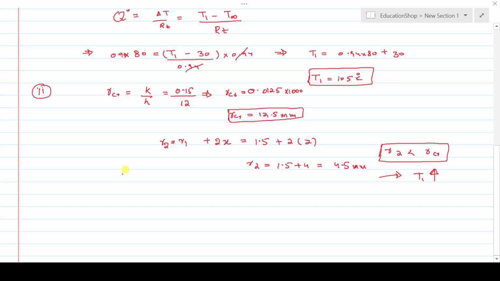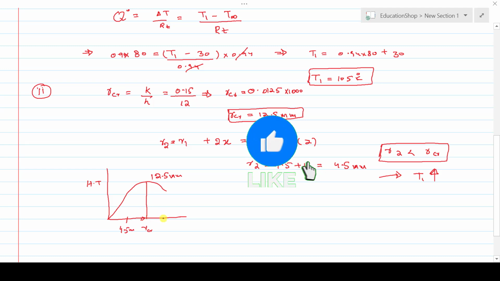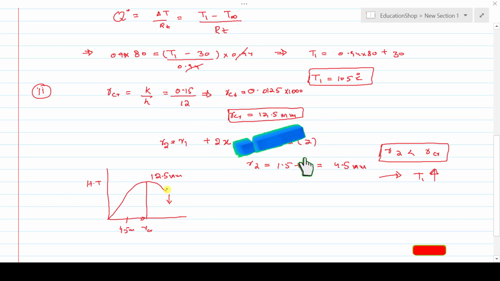If I draw the graph of critical radius and heat transfer, it will be clearly understood. On the x-axis, this is the value of radius, this is the critical radius value, in our case that is 12.5 millimeter, and here is the heat transfer rate. As your value is reaching towards the critical radius, the heat transfer increases. Let's say our value is 4.5 millimeter. If you are increasing the plastic cover thickness up to the critical radius, the heat transfer will obviously increase. But if you increase beyond 12.5 millimeters, then the heat transfer will drop. Here you can see this.